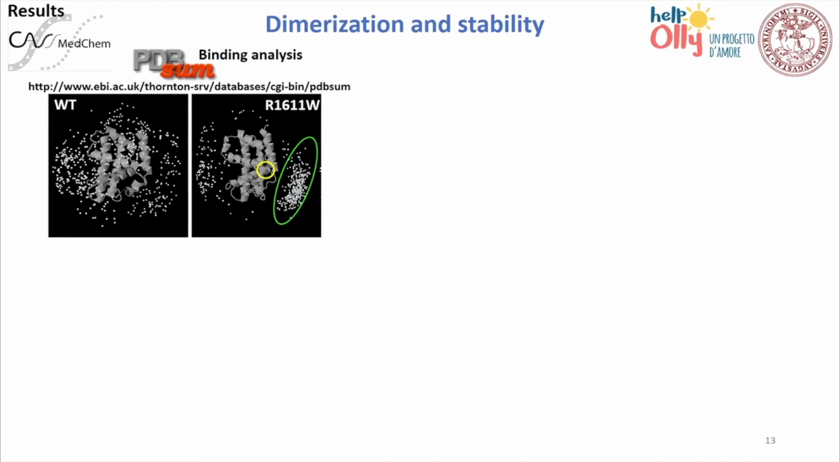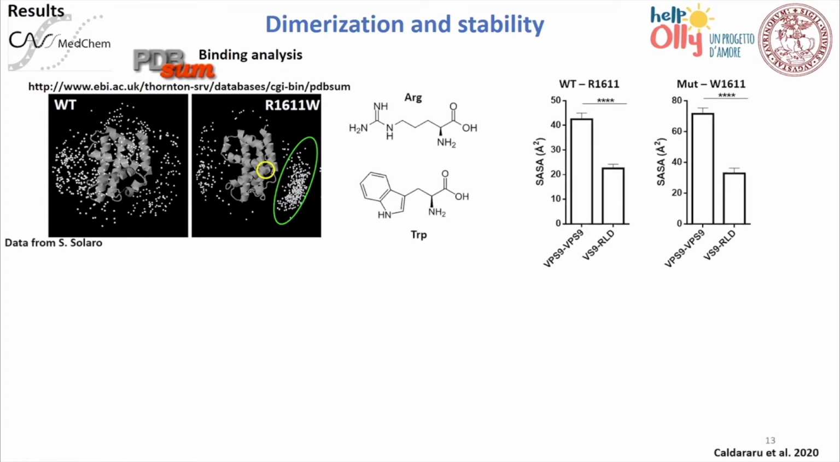Here I'm showing you in this panel, with these white dots, areas in the space around the protein which are predicted to be of high interest in terms of interaction. And as you can see here, in the mutated VPS9 domain, there is a cluster of interaction areas highlighted by the green oval, exactly in correspondence to the mutated residue, which is in yellow. And this, if one thinks about it, is kind of sensible because we are substituting an arginine with the tryptophan, which might give rise to a hydrophobic surface willing to interact with other proteins.